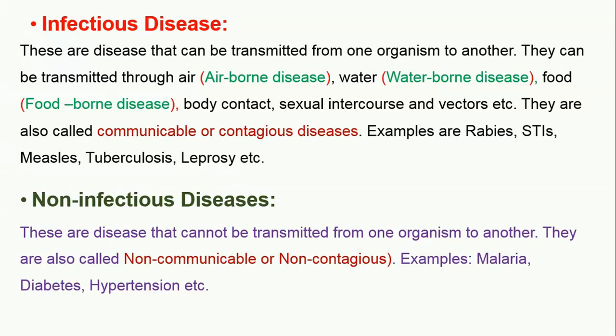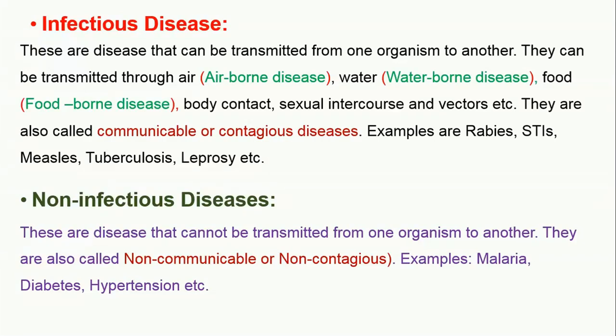They can be transmitted through air, and so we call such diseases airborne diseases. They can be transmitted through water, we call such waterborne diseases. They can be transmitted through food, we call such foodborne diseases. They can be transmitted through soil, body contact, sexual intercourse, and even through what? Vectors. Now they are also called communicable or contagious diseases, so please take note. Examples are rabies, STIs, measles, tuberculosis, leprosy, and so many more.